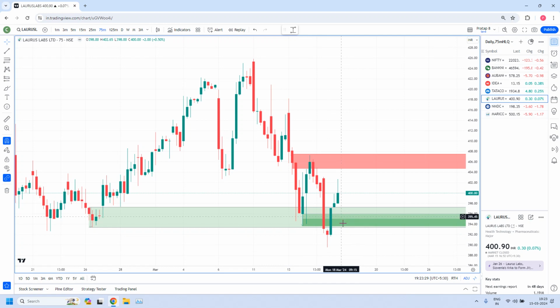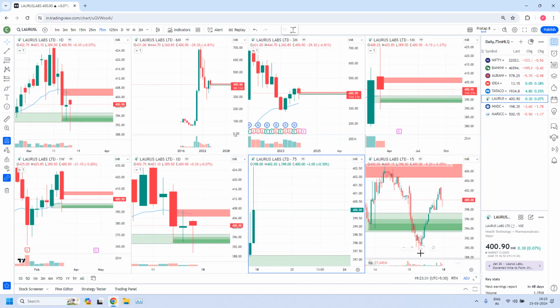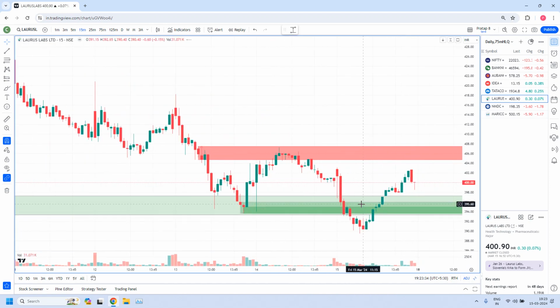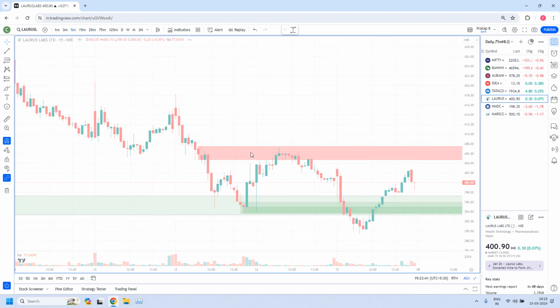In the recent price action, a new 15-minute zone is created here, drop, base, rally. And within this we have drawn a 5-minute zone.